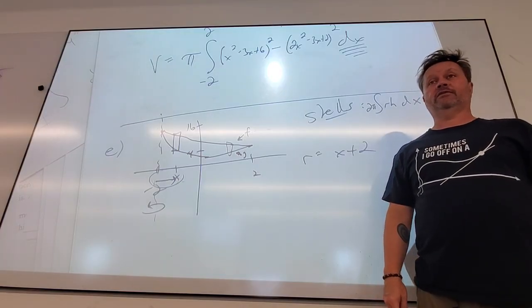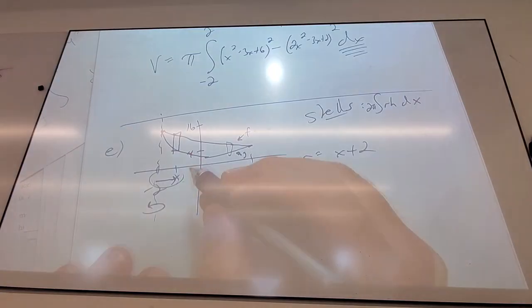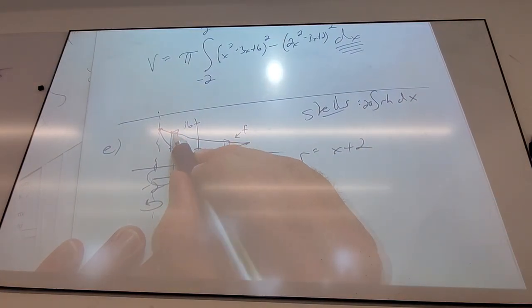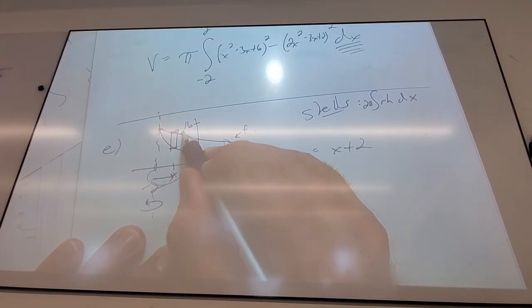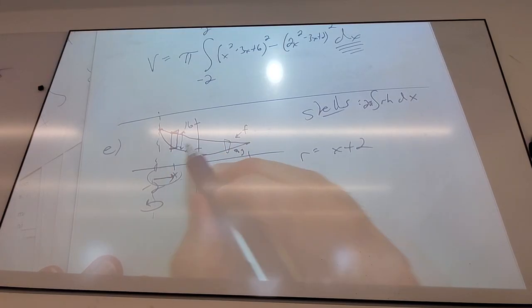What else do I have to figure out? The height. So how tall is this rectangle we drew here? How tall is it? Is it G minus F? Yeah, it'll be the top minus the bottom, so be careful, it'll be F minus G.